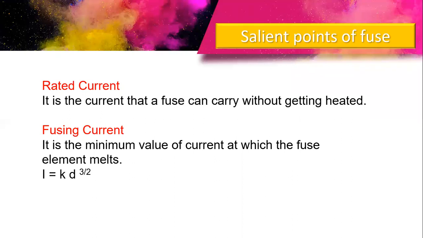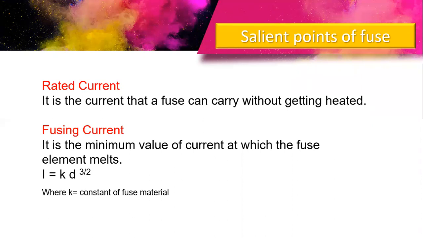Generally, we use an alloy of lead and tin material. Okay, now K is dependent on the different materials. Now D is the diameter of the conductor. So the diameter also plays a vital role in fusing current. Now let us see, if you know the K value and the diameter of the fusing element, we are going to find the fusing current.